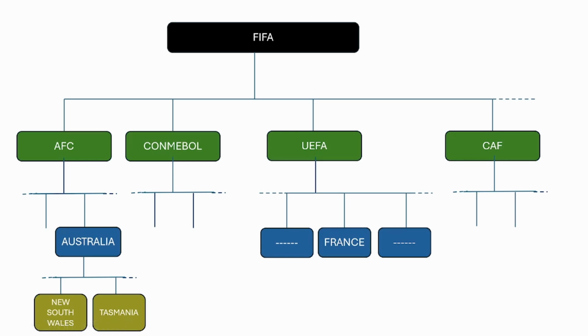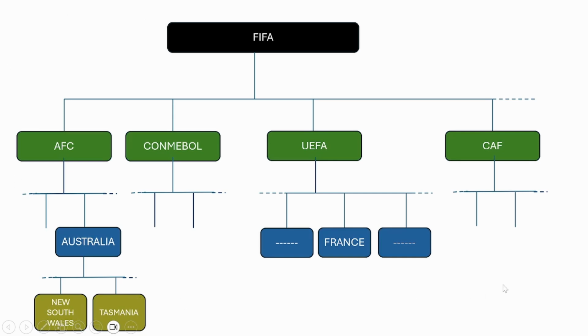For instance, FIFA is the global governing body under which we have different confederations such as AFC, which belongs to the Asian Football Confederation. Then we have UEFA for the European one. And underneath UEFA, we have the French Football Federation and so on. We have also added a 4th level to this hierarchy. For instance, Australia has different departments such as New South Wales, Tasmania, etc.